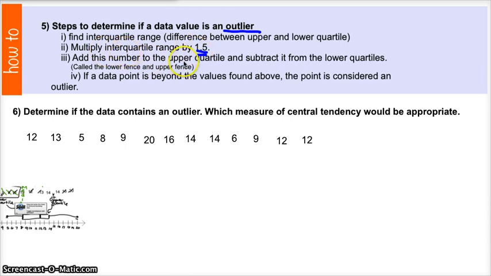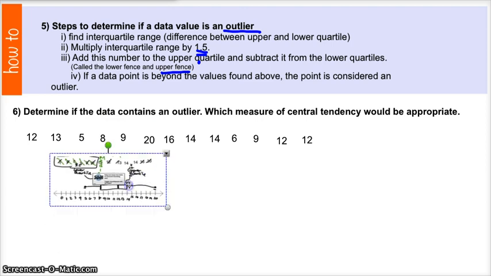You'll add the number to the upper quartile, that'll give you your higher outlier referred to as the upper fence, and then you'll subtract it from the lower quartile, giving you what's referred to as the lower fence. If a data point is beyond these values, then that point is truly considered an outlier. So for problem 6a, we have the same exact set of data as we did in problem 3a.